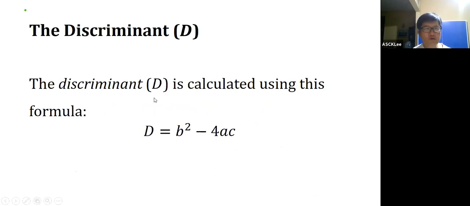Now, b and c are useful because a, b, and c, all 3 of them are used to calculate this thing called the discriminant. The discriminant is calculated using this formula. The discriminant is often given the variable D. So D is the discriminant. D is b squared minus 4ac. This is called the discriminant. And you can see that to calculate the discriminant, you need the values of not just a, but also b and c. And this is where the values of b and c become very useful.